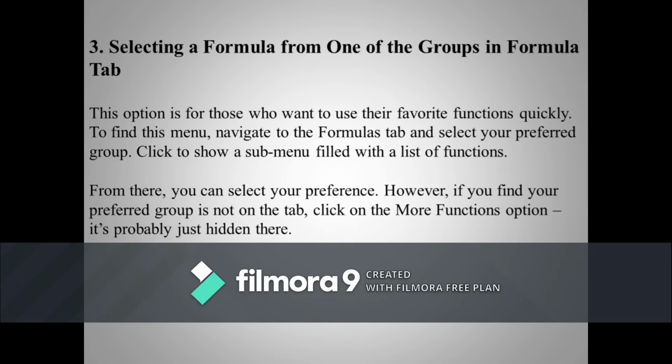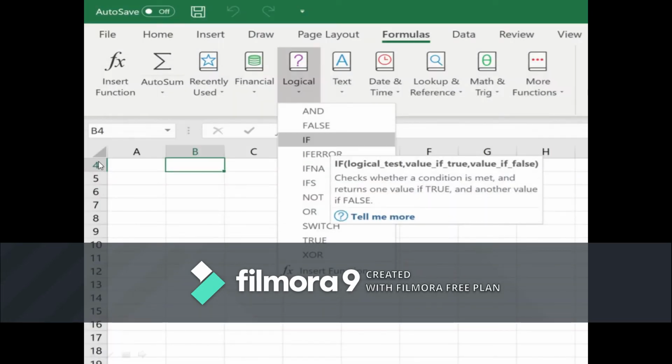The third method is selecting a formula from one of the groups in the Formulas tab. This option is for those who want to use their favorite functions quickly. To find this menu, navigate to the Formulas tab and select your preferred group. Click to show a sub-menu filled with the list of functions. From there, you can select your preference. However, if you find your preferred group is not in the tab, don't worry, click on the More Functions option. It's probably just hidden there. You can see here the various groups of functions: logical functions, financial functions, recently used functions, and various others from which you can select the preferred one.